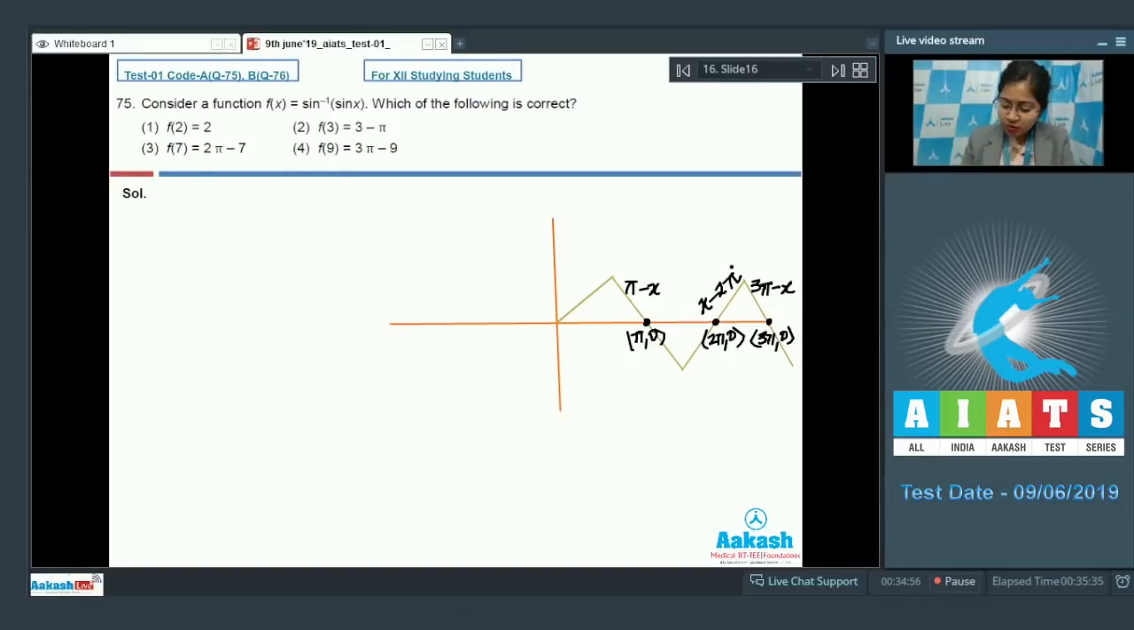So f of 2 will be somewhere here. So f of 2 is pi minus 2. So option number 1 is incorrect. F of 3 is somewhere here. F of 3 will be pi minus 3. So this is also incorrect. F of 7 will be somewhere here, so the value will be 7 minus 2 pi. So this is also incorrect. Now f of 9 will be somewhere here, so f of 9 will be 3 pi minus 9. So option number 4 is the correct answer.